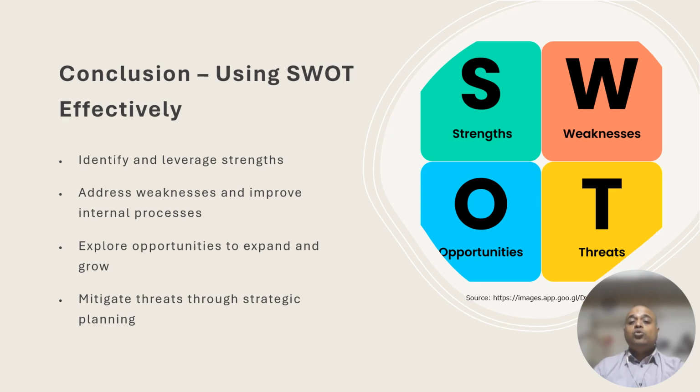Mitigate threats through strategic planning. Every business faces threats such as competition, economic downturns, or regulatory changes. The best way to handle them is through careful planning and risk management. For example, a business can diversify its supply chain to reduce reliance on one region or adjust pricing strategies to stay competitive.